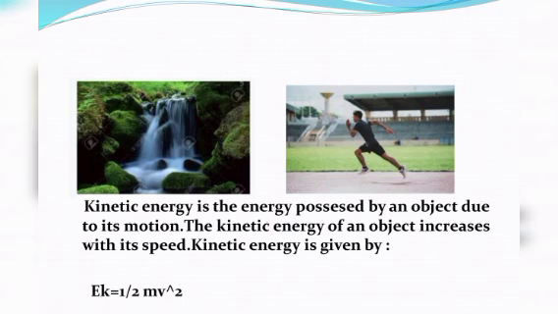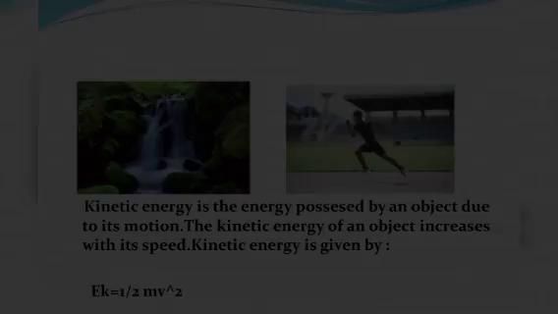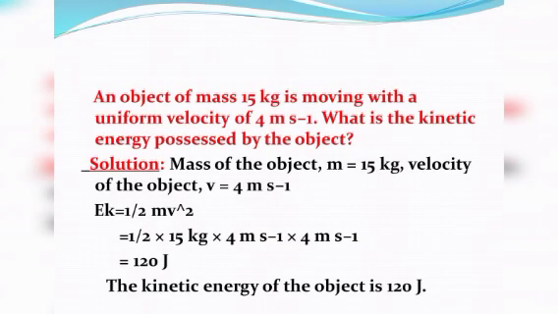The kinetic energy of an object increases with its speed. And the expression for kinetic energy is given by Ek equals half mv square. Here m is the mass and v is the uniform velocity. Let's understand this topic by solving one example, okay? For example, an object of mass 15 kg is moving with a uniform velocity of 4 meter per second. What is the kinetic energy possessed by the object?